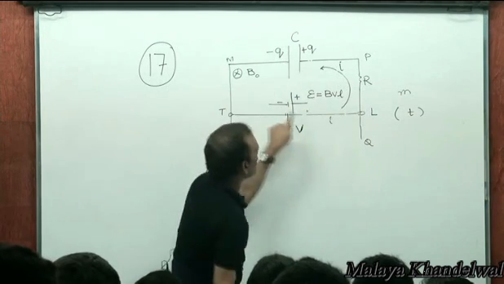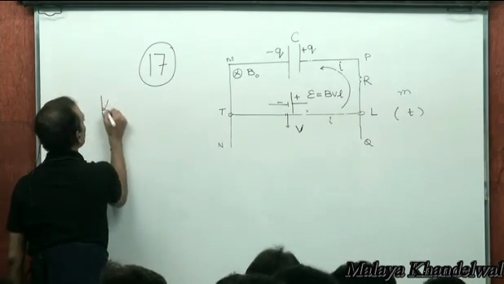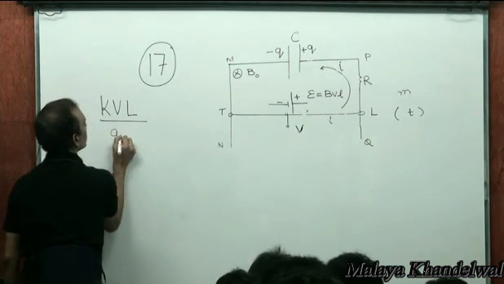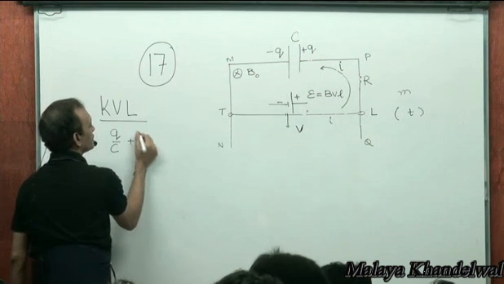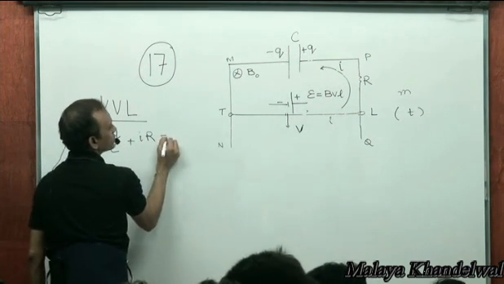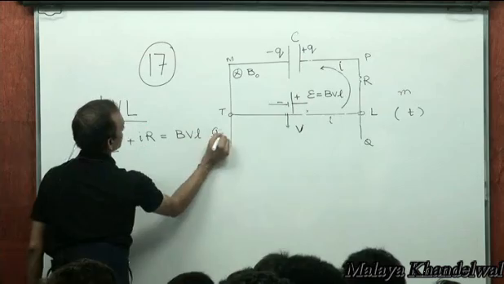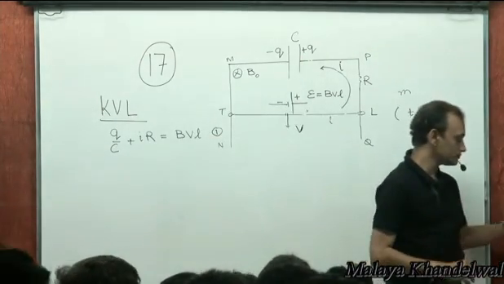So when I apply KVL to this loop at an instant of time t, Q by C plus IR equals BvL. How about it? That's the electrical aspect of the problem.